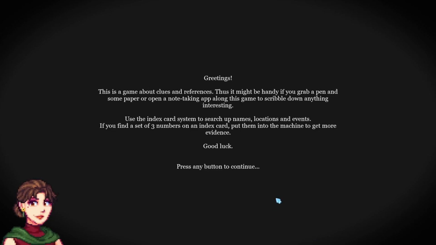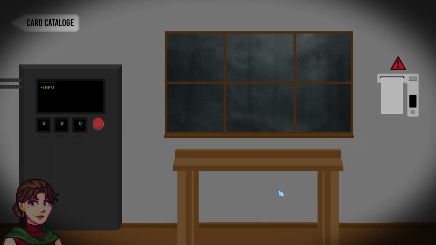The sound is already kind of creepy, but that's okay. We shall survive. So let's see. It's all about clues and references. First, might be handy if you grab a pen and some paper. Use the index card system to search up names, locations, and events. If you find a set of 3 numbers on the index card, put them into the machine to get more evidence. Good luck. Okay. A little bit of filing.